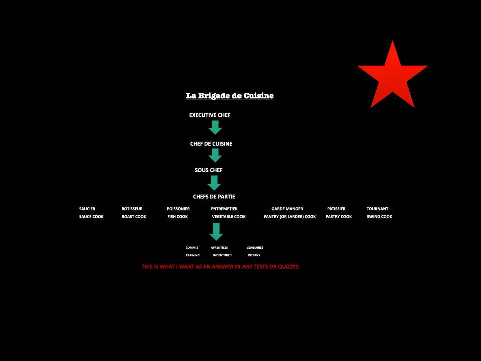Chef de partie, these are the chef de parties that we're going to be dealing with. These are the chef de parties that you need to know. And if you look here, you'll see that the French is written on top, and underneath the English equivalent of that, or the English translation, if you like. So we have saucier, which is a sauce cook. We have rôtisseur, which is the roast cook. We have poissonnier, remember, not the poisoner, who is the fish cook.